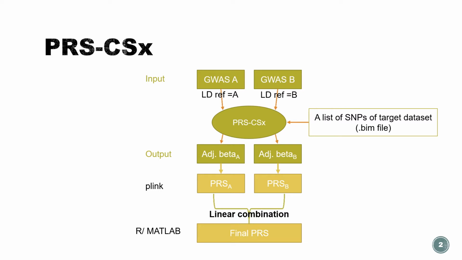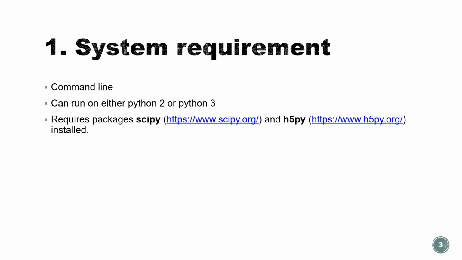Next, you calculate the PRS of your target sample based on each set of the adjusted effect size. Usually, this is done by Plink. Finally, you linearly combine the PRS from different population GWAS using software like R or MATLAB and predict the phenotype with the final resulting PRS. You can also add more GWAS so that hopefully you can have a better result. Now let's see how to run PRS-CS step by step.